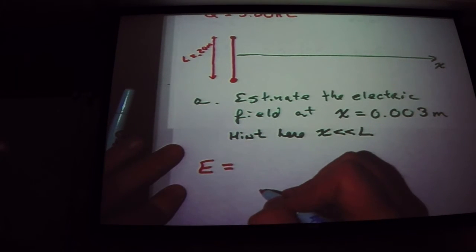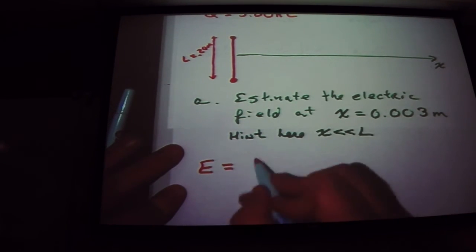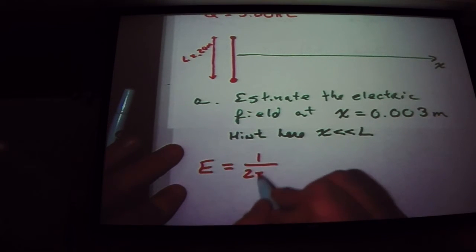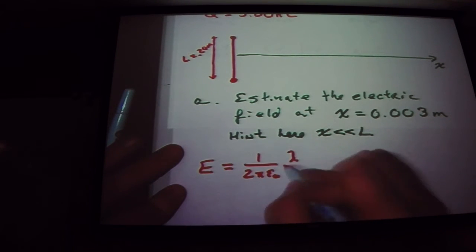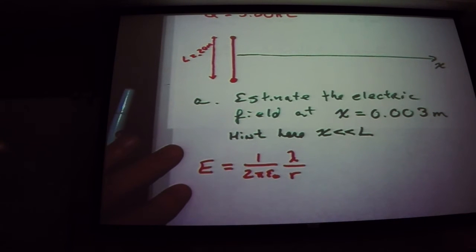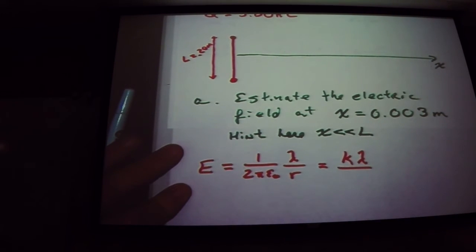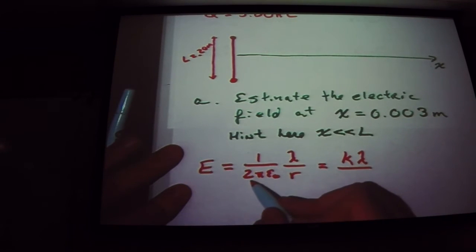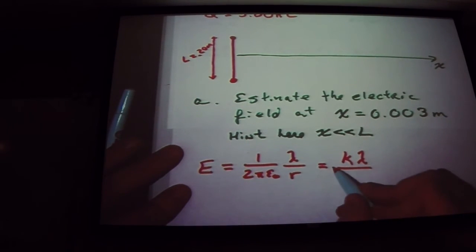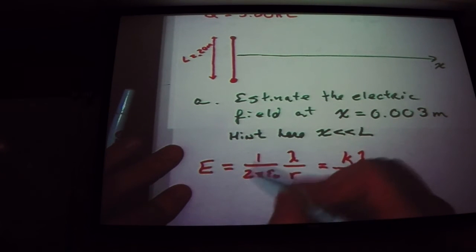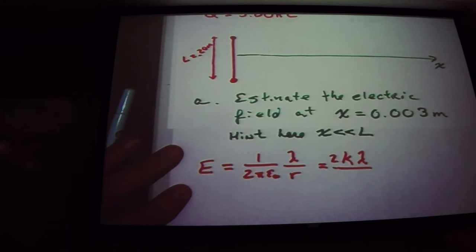Oh, I hate using K. I'll just use this: 1 over 2 pi epsilon naught, lambda over R. If I put it in terms of K, that is 2K lambda over R. Right? K is 1 over 4 pi epsilon naught. Yeah, if you put it in terms of K.